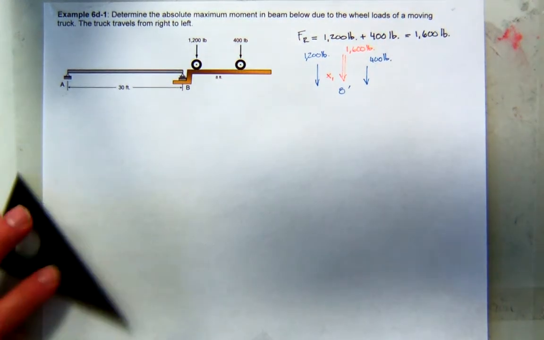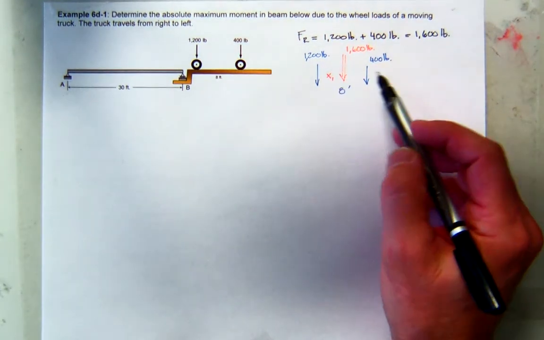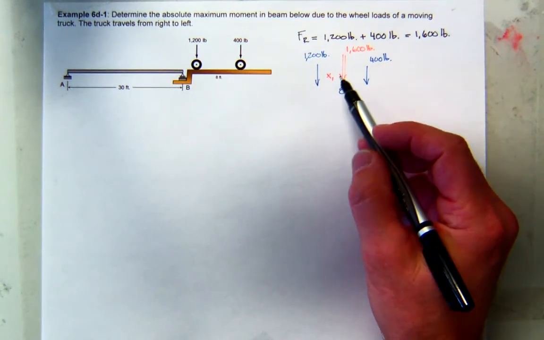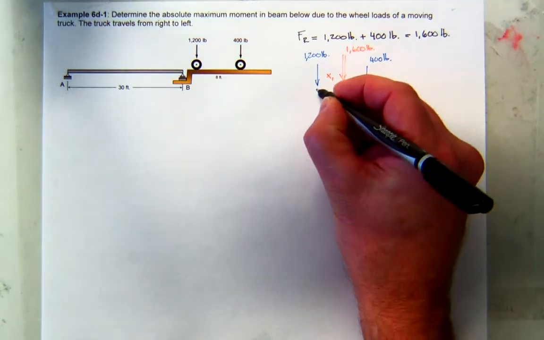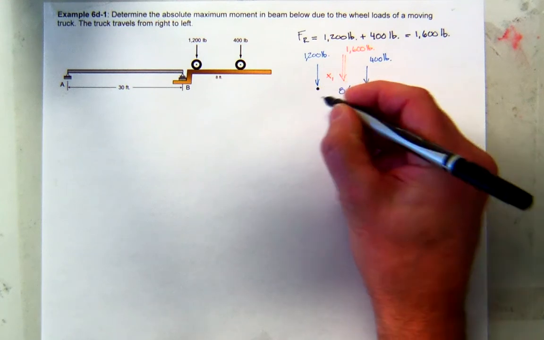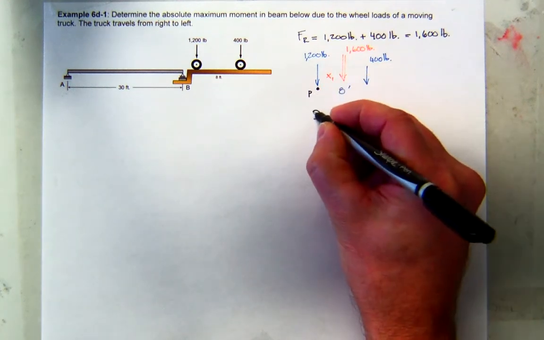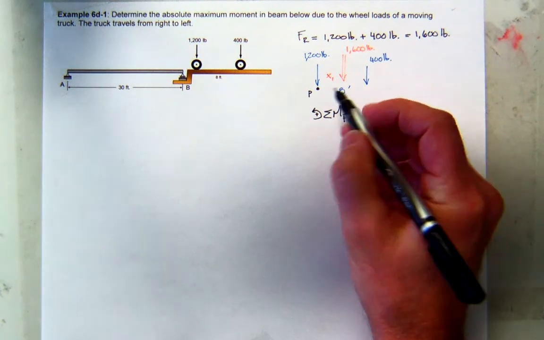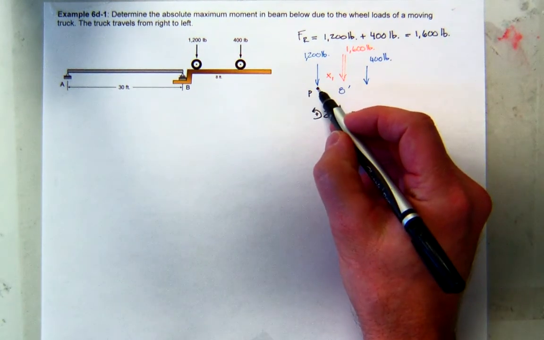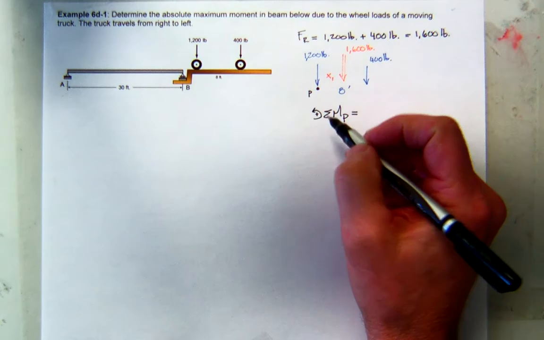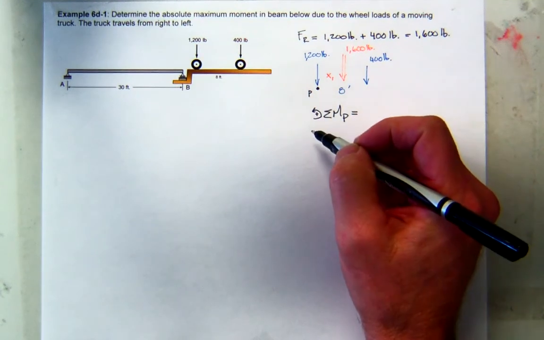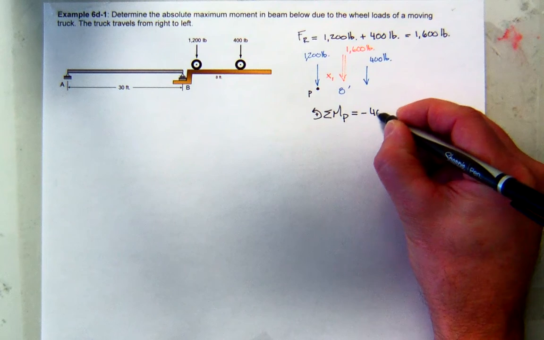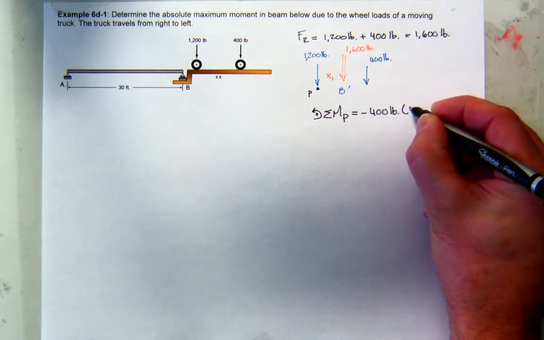So what I'm going to do is make sure that the moment caused by the real set, in this case the blue colored ones, will be the moment also created by the equivalent set. So I'm going to pick just this front point right under the 1,200. I'll just call it point P, and I'm going to sum moments about P. So about P, what is the moment created by the real forces? Well, the 1,200 passes through P. That creates no moment. The 400 creates negative moment, and it would be 400 pounds times 8 feet.